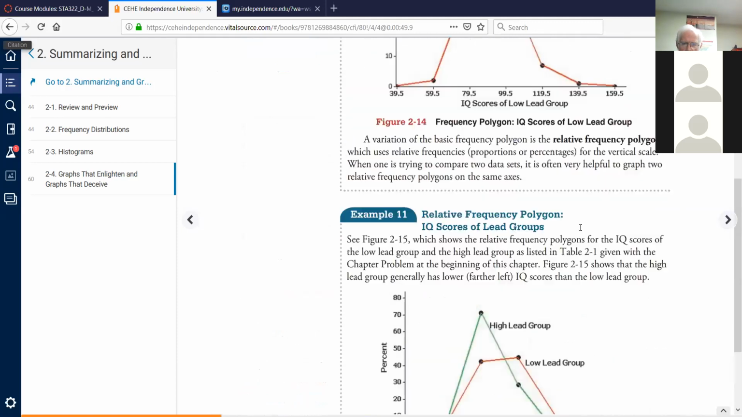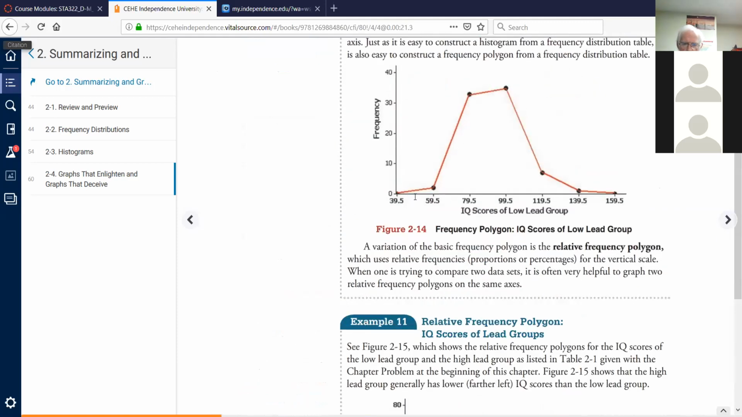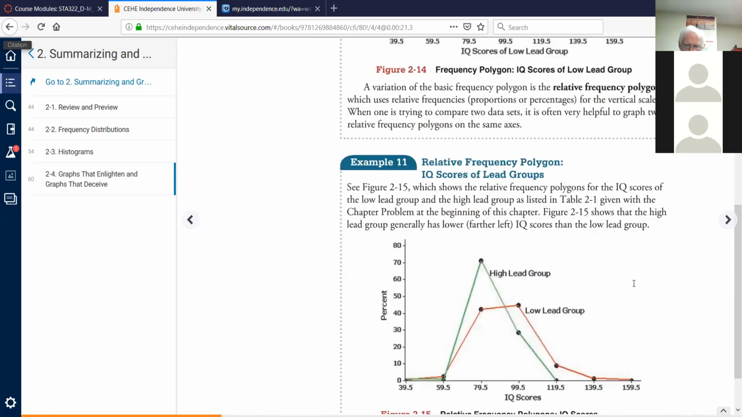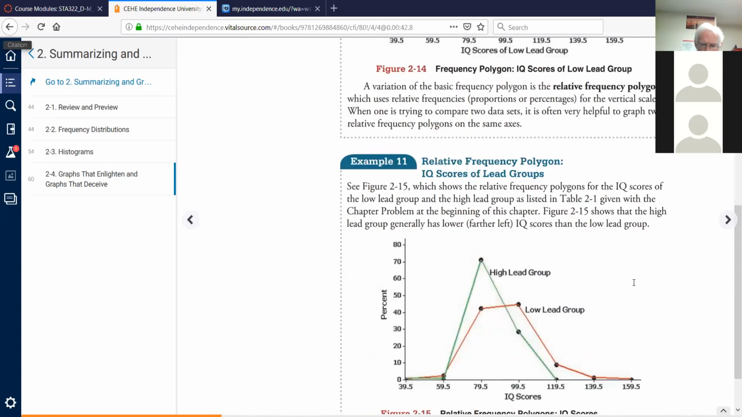Frequency polygon is really just plotting the number of data points in a specific class, and just plotting that number. Again, it's a way of looking at normal distribution. And the relative frequency should look the same.